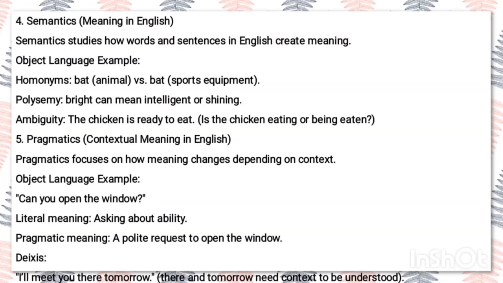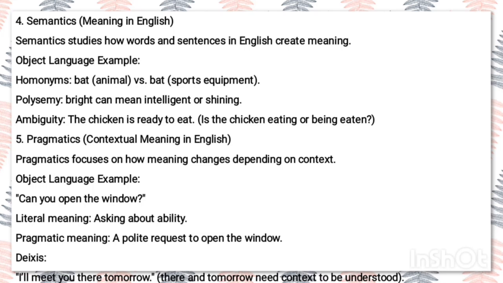Next one is semantics, meaning in English. Semantics is about understanding how words, phrases and sentences create meaning in English. Object language examples are homonyms. English contains words that are spelled or pronounced the same but have different meanings. For example, bat can mean a flying mammal or a piece of equipment used in sport.